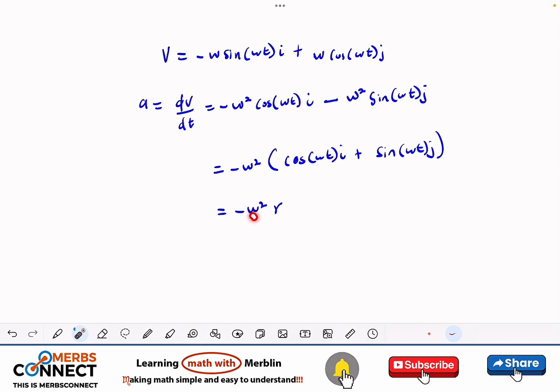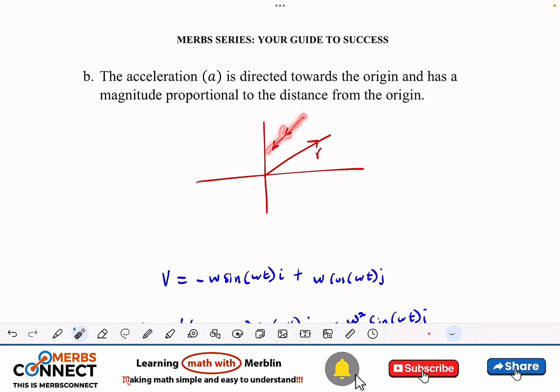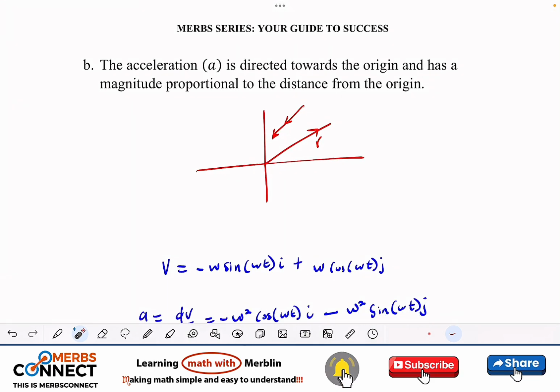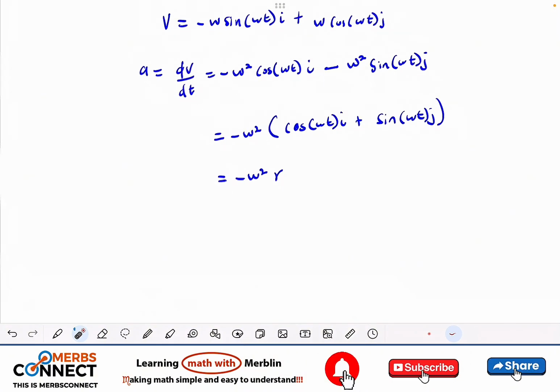Now, since omega is constant and is squared, no matter the value of omega, if omega is minus 1, squared will be positive. So because we have minus here, the acceleration is always negative. This shows that the acceleration is moving towards the what? The origin. Then the question is also asking us about the origin and a magnitude proportional to the distance from the origin. So let's see.